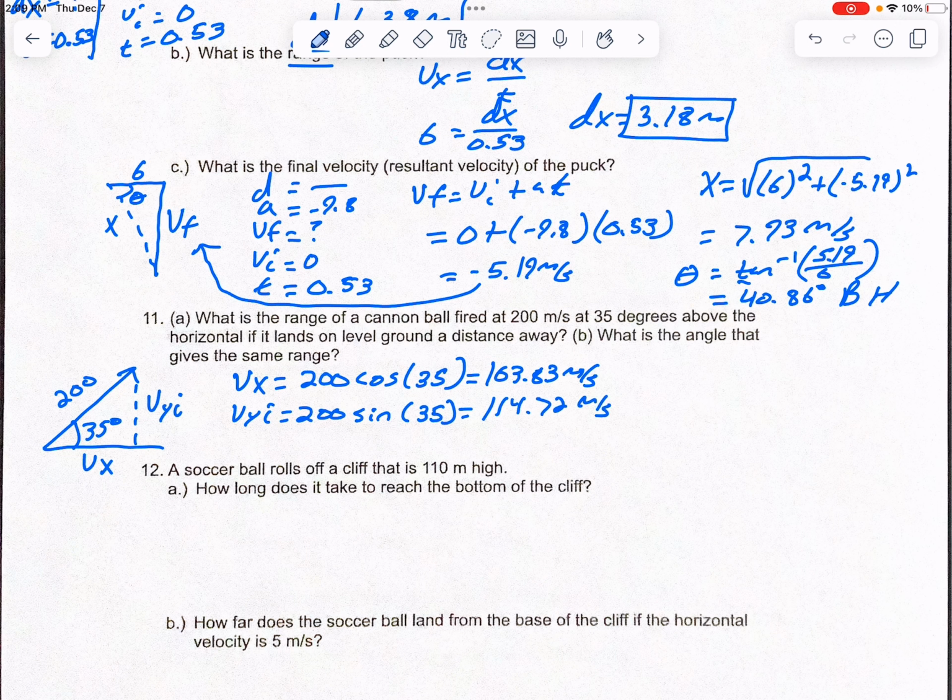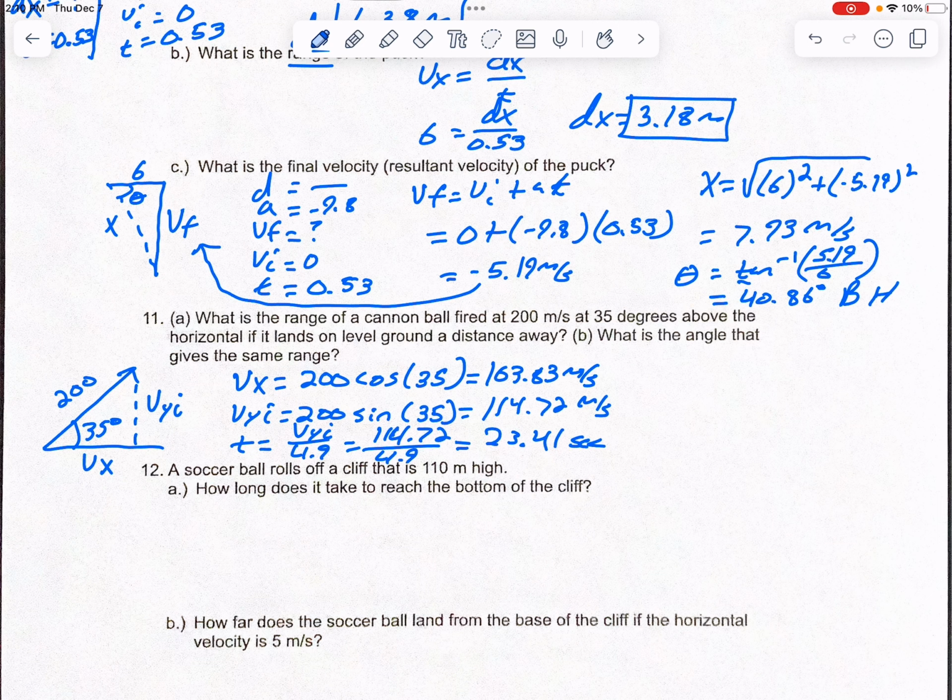Vyi, you're going to do 200 times sine of 35, because sine helps you find your opposite, and you're going to get 114.72 meters per second. If you want to find total time, remember we gave that equation, T equals Vyi divided by 4.9. So take that 114.72 divided by 4.9, and you get 23.41 seconds. So I always do those 3 things every single time.